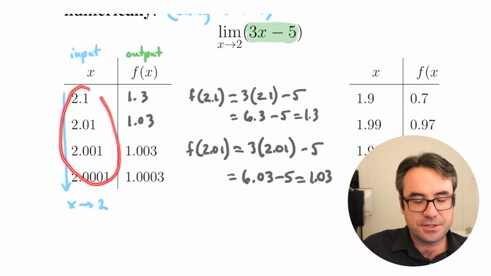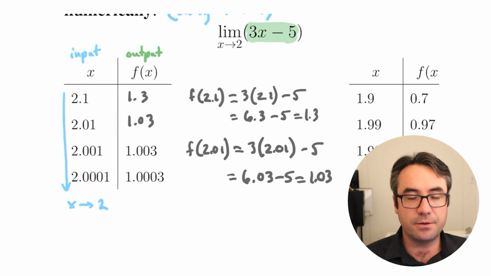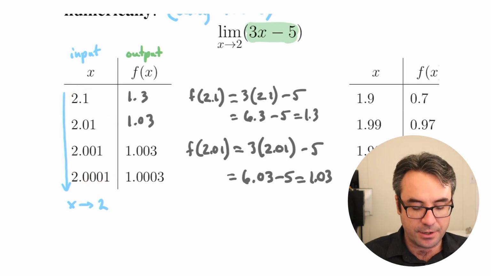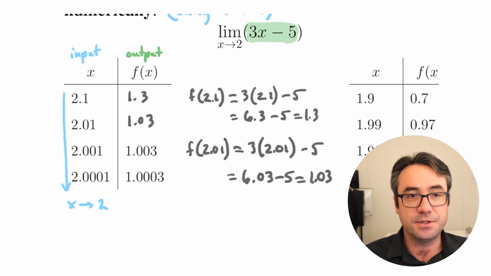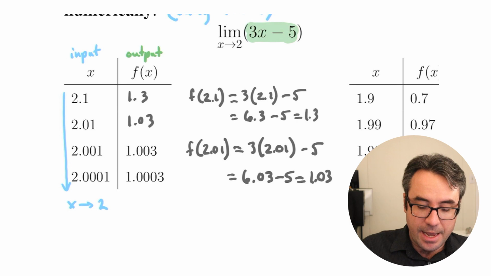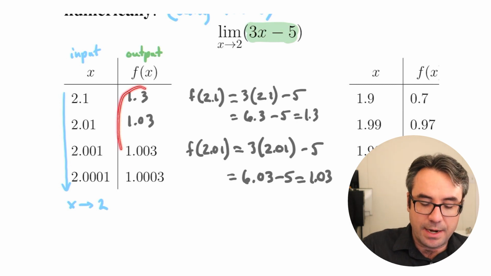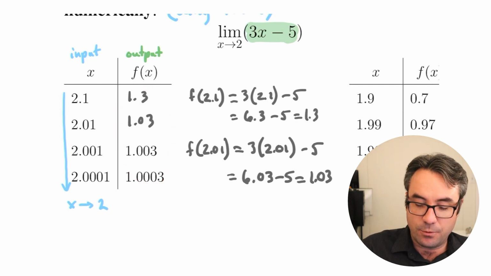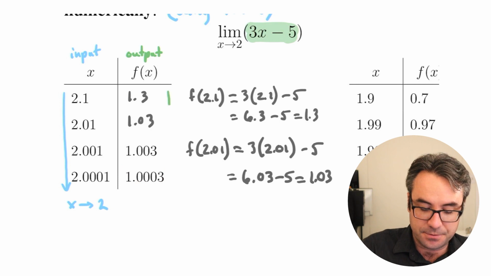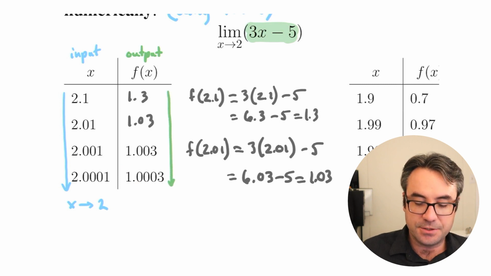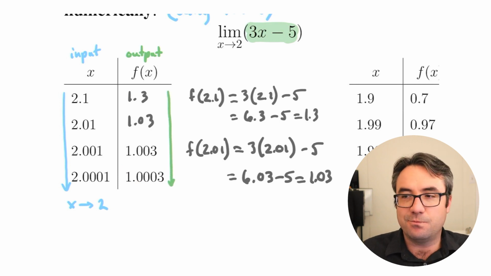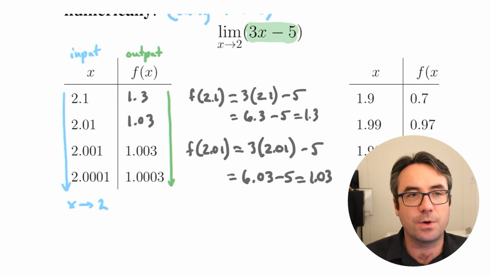So we can see on this input column here, all of these values as we read down are getting closer and closer to the number 2. And we want to figure out, well, what's going on with our outputs? What's happening with these output values? And so we try to figure out the pattern. What does it look like we're approaching?